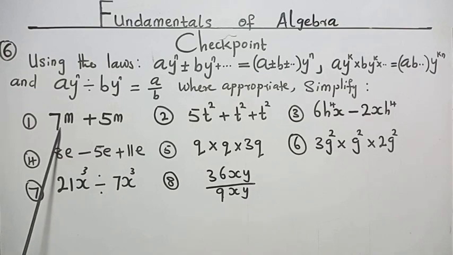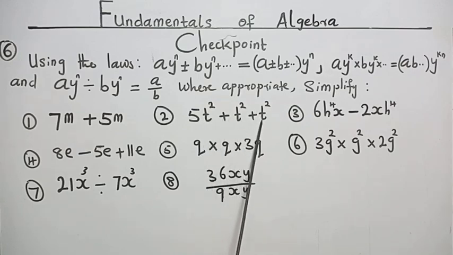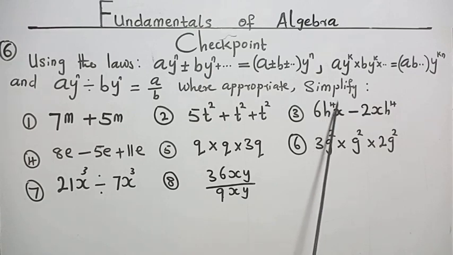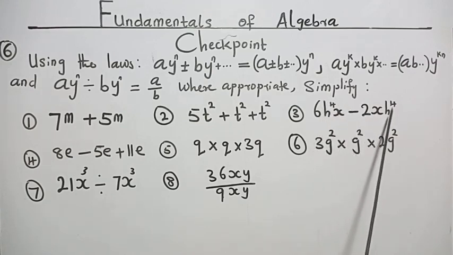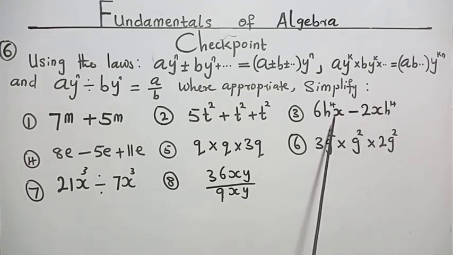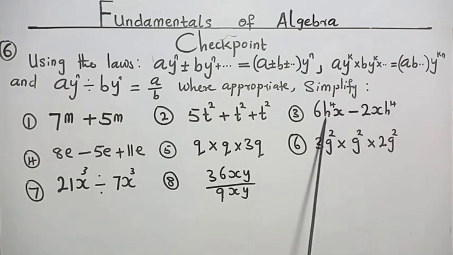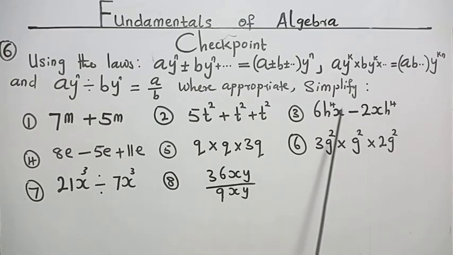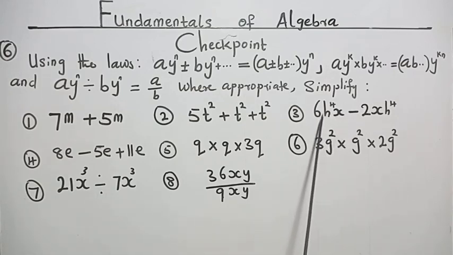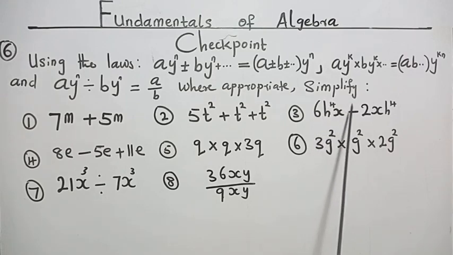1, 7m plus 5m. 2, 5t squared plus t squared plus t squared. Number 3, 6h to the power 4x minus 2x h to the power 4. Please, are they still like terms? Use a lot of commutation and a lot of arithmetic of like terms to determine whether this is possible. Again, 6h to the power 4x minus 2x h to the power 4.